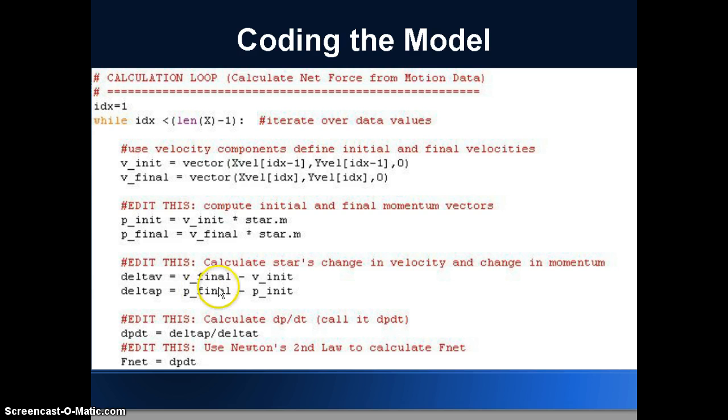The next step is finding the net force. We're using the initial and final velocities to find the initial and final momentums, finding the change in these in order to find the change in momentum over the change in time. And finally, using our equation, we know that the change in momentum over the change in time is equal to F net.